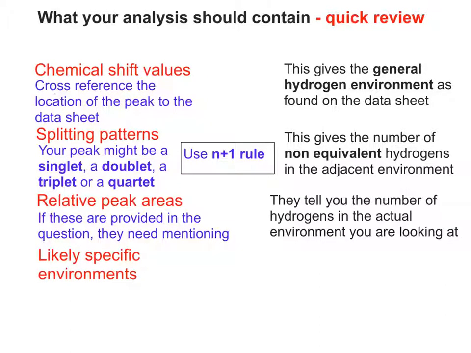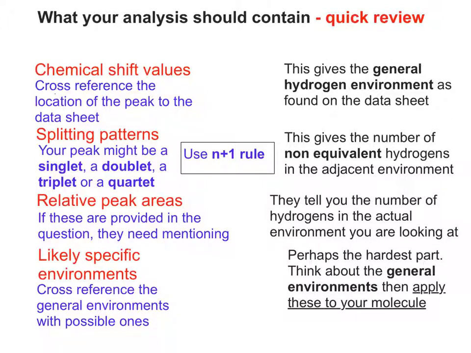The relative peak areas may or may not be provided in the question, but if they are, you need to do something with them. What they tell you is the number of hydrogens in the actual environment you're looking at. So the final part is perhaps the most difficult part. You look at the general environments that you've located using your data sheet and then apply these across to your molecule. You'll have some information about it and you'll be able to try and deduce what they might be. By this stage, you'll have already got a few marks, so don't worry if you get to this point and get stuck.